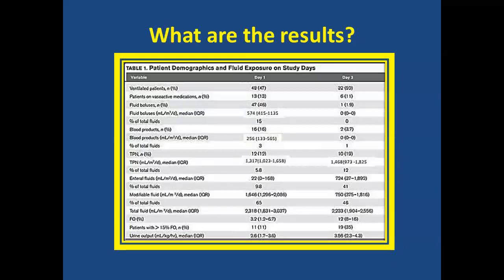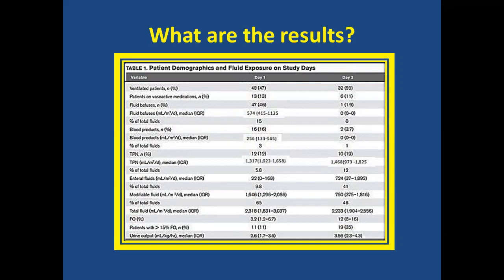For ventilated patients, there were 48 patients ventilated in day one, while 32 out of 54 in day three. Patients on vasoactive medications: there were 13 patients on day one on vasoactive medications, while only 6 in day three. For the fluid boluses, 47 of the patients in day one had fluid boluses with a median amount of 574 ml per body surface area or 20 ml per kg, while only one patient in day three received a fluid bolus. 16 patients in day one received blood products with a median amount of 256 ml per body surface area or 10 ml per kg, while only 2 patients received blood products in day 3.